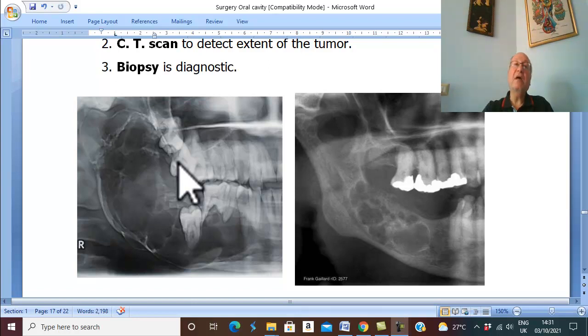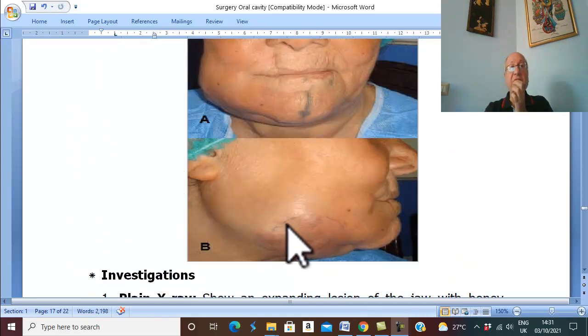What is the clinical picture of adamantenoma? The clinical picture of adamantenoma is swelling. Swelling in the angle of the mandible, and this swelling is painless, not tender, well defined, slowly growing, lobulated, and the swelling starts in the angle, and as it enlarges, it extends horizontally in the body and vertically in the ramus.